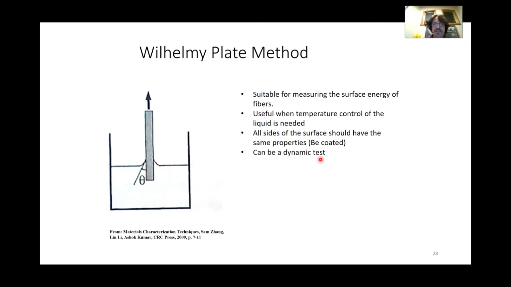So you could look at the temperature effect on surface tension in a more controlled way. Another thing, this can be a dynamic test. You can dip it and pull it out and look at different pull-out speeds and see if the angle changes. You could actually use a video camera; you wouldn't even have to use a static camera.